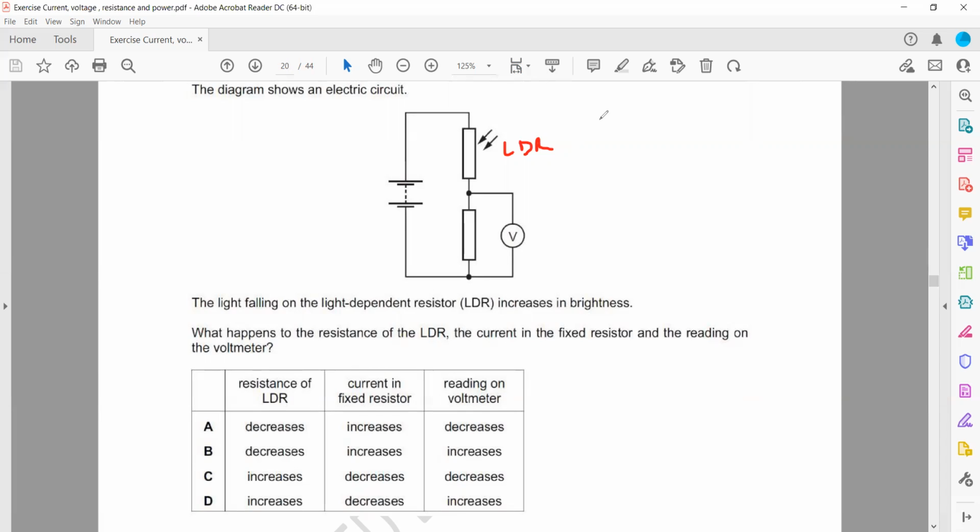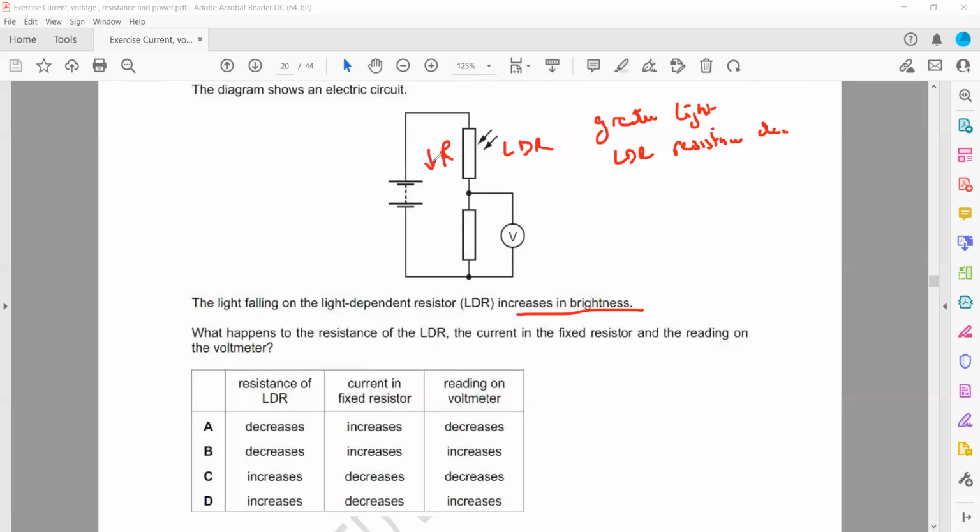So greater light intensity, or a greater amount of light, the resistance of the LDR will decrease. So we have an LDR and a fixed resistor. Now the light falling on the light dependent resistor increases in brightness. So if the brightness increases, what happens to the resistance of the LDR?